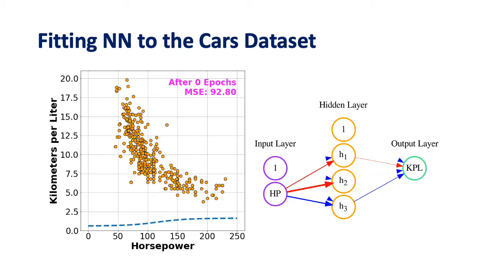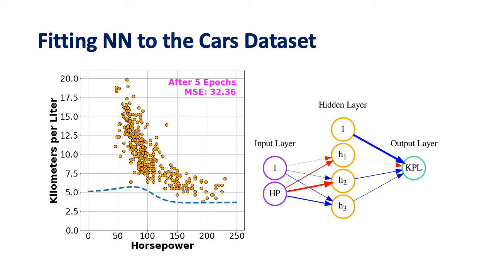Initially, the model achieves a very poor mean squared error of 92.8. After 5 passes or epochs through the data, the model improves significantly and achieves an MSE of 32.36. After 10 epochs, yet another significant improvement to 7.8. And finally, after 250 epochs, the model achieves 3.63. And on the right, we see the final values and signs of the weights of the model.